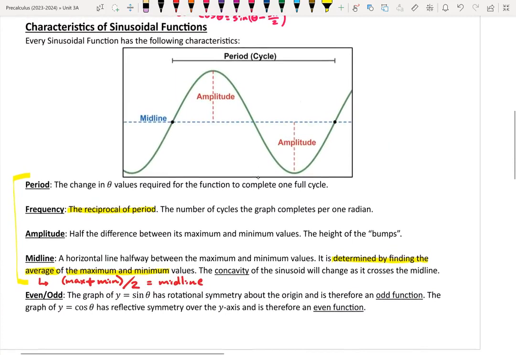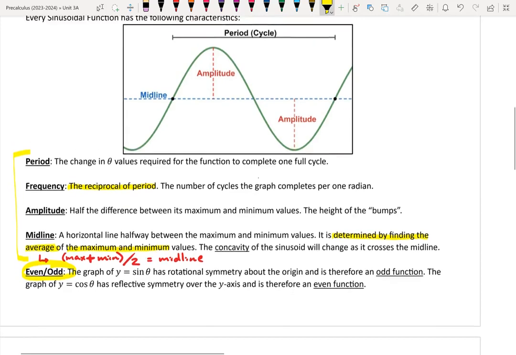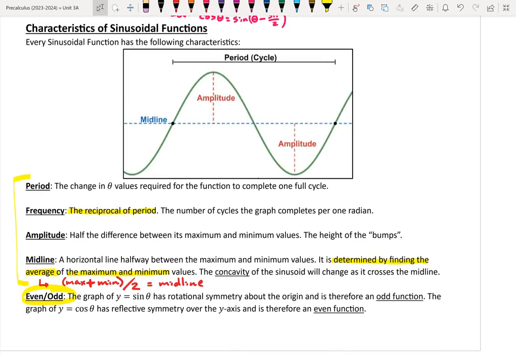But even and odd, the graph of sine has a rotational symmetry about the origin, therefore is an odd function. And the graph of cosine has a reflective symmetry over the y-axis, therefore is an even function. If you want to look more at even and odd functions, we did a little bit of that back a few units ago. I don't remember exactly which section of notes, but we looked at that a little bit more. But that's not going to be our focus for today. We're going to be identifying period, frequency, amplitude, and midline for some graphs.